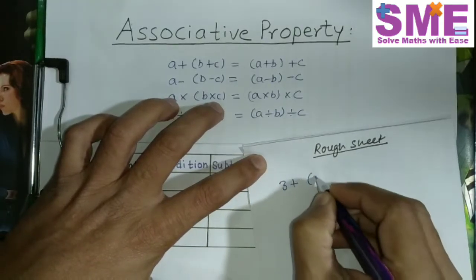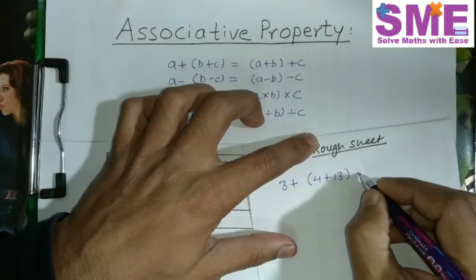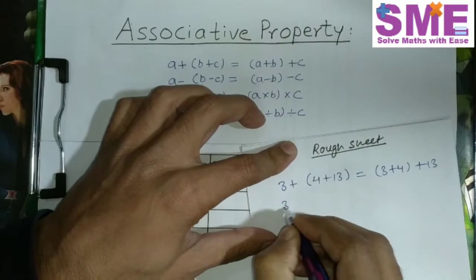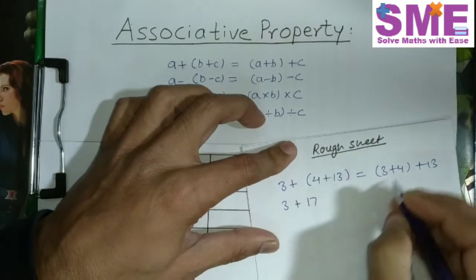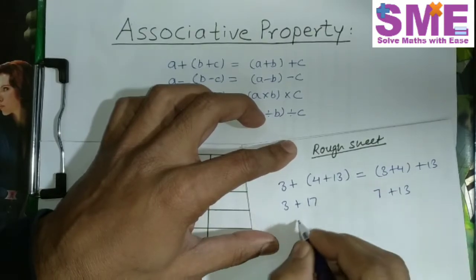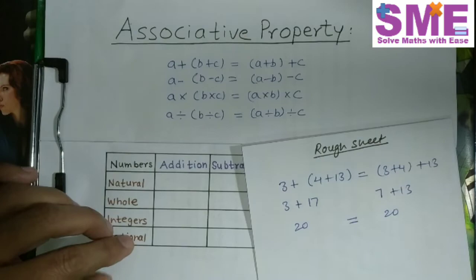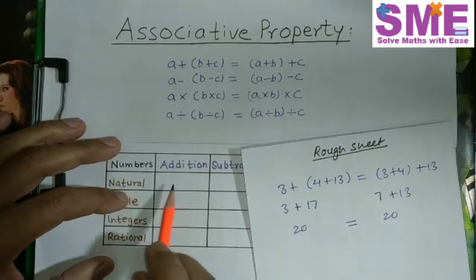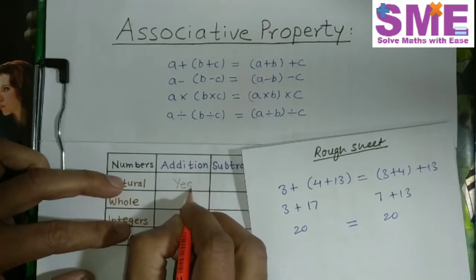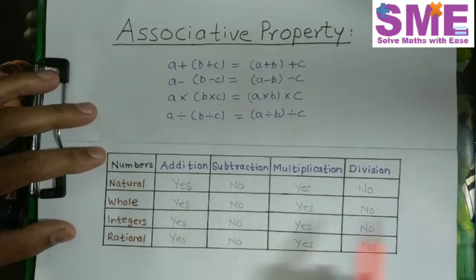3 + (4 + 13), and we'll check if it is equal to (3 + 4) + 13. So 3 + (4 + 13) is 3 + 17, and here 3 + 4 is 7, plus 13. So it comes out to be 20, and this is also 20. So this is equal. So we can say that the associative property holds true for natural numbers under addition. So we'll say yes.